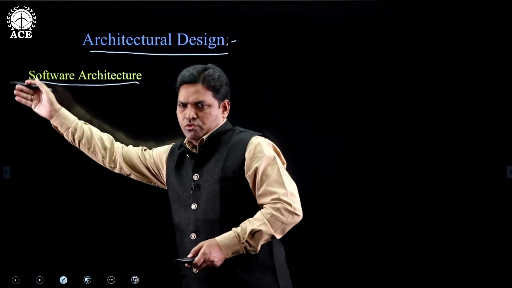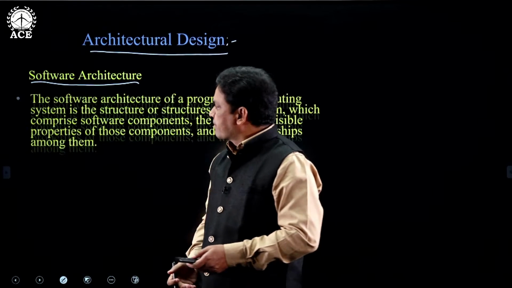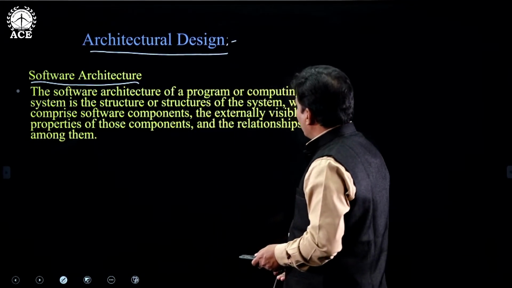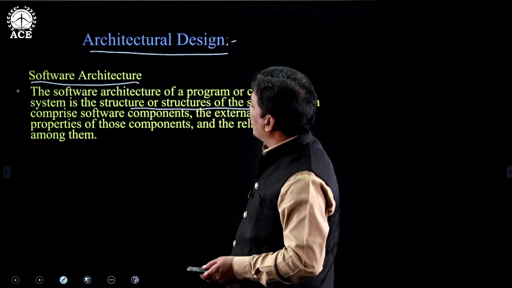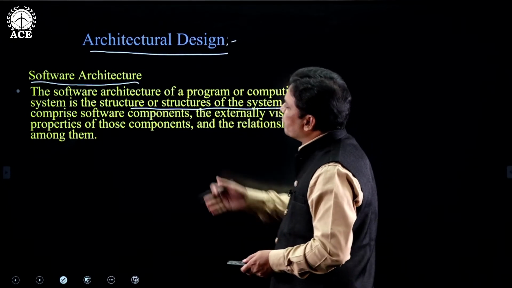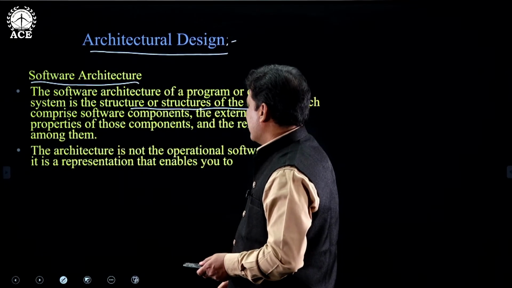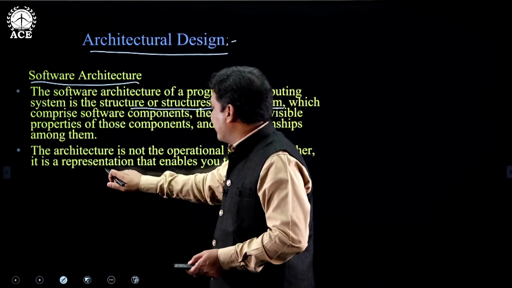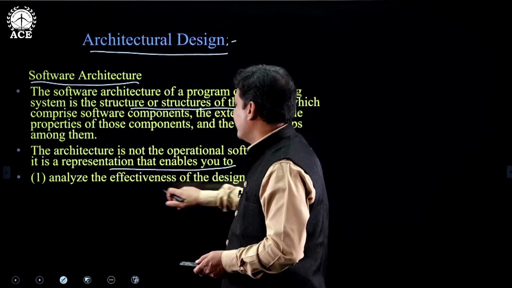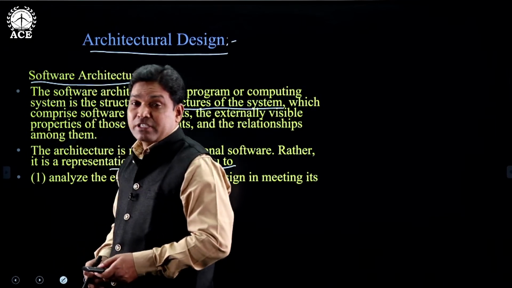Software architecture. So what is software architecture? Any software architecture is a collection of components and interfaces among components. The software architecture of a program or computing system is the structure or structures of the system, which comprise software components, the externally visible properties of those components, and the relationships among them. The architecture is not the operational software; rather, it is a representation that enables you to... what is the purpose of the architecture?